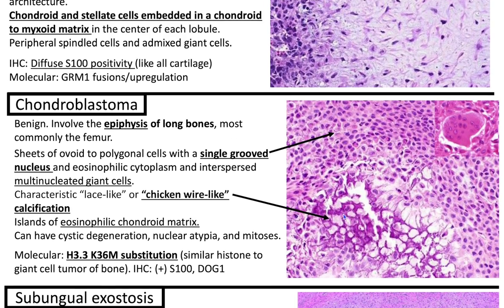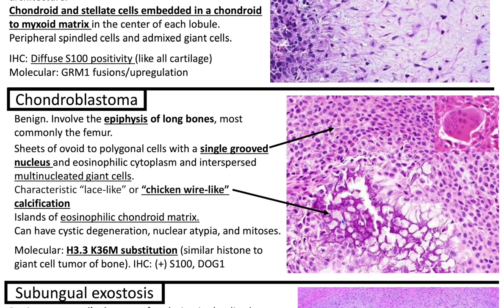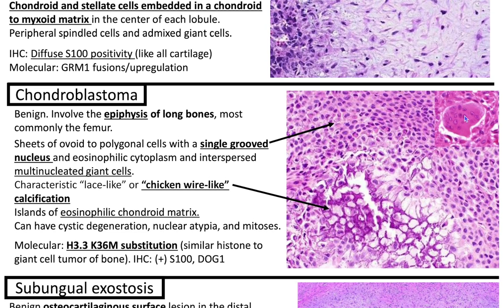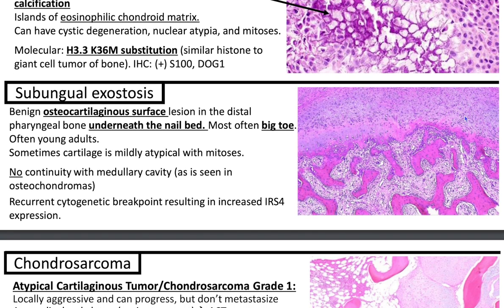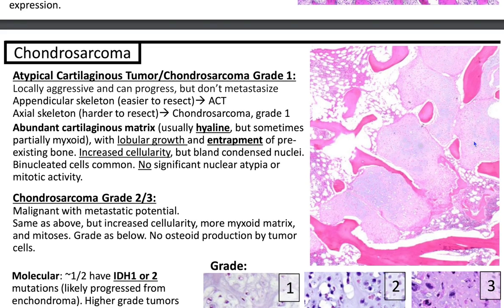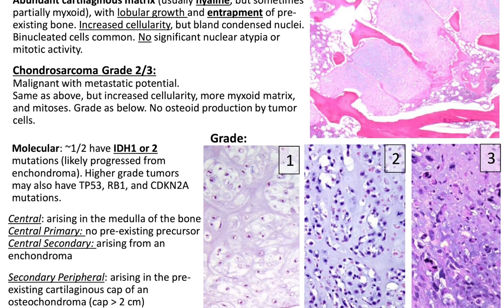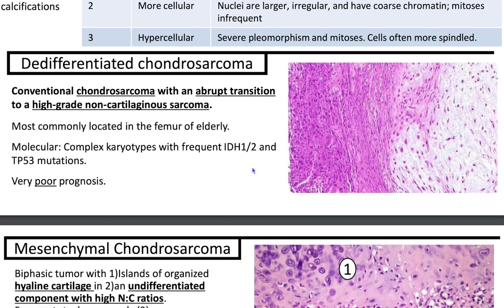Chondroblastoma, look for that chicken wire calcification. It has an H3.3 K36M substitution similar to your giant cell tumor of the bone. You can have giant cells. Subungual exostosis, it's a benign osteocartilaginous surface in the distal phalangeal bone underneath the nail bed, most often the big toe. Chondrosarcoma, if it's in the arms or legs and grade 1, you call it atypical cartilaginous tumor. Otherwise, if it's in the axial skeleton, call it chondrosarcoma grade 1. Look for that cartilage kind of enveloping your existing bone. Chondrosarcoma grade 2 and 3. Dedifferentiated chondrosarcoma.